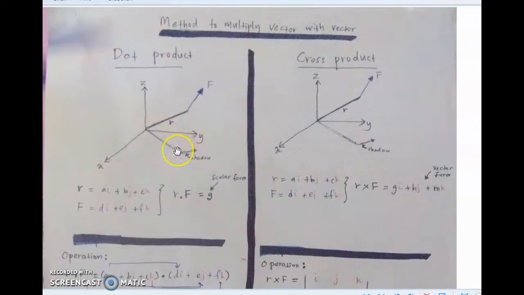This is just a shadow to show that this line does not lie on this plane, but it is lying within the x, y, and z axes. Okay, so when you do the dot product, the answer is in scalar form. Different from the cross product, if we do the cross product between the two vectors r and F, the answer must be in vector form. This is the difference between dot product and cross product.